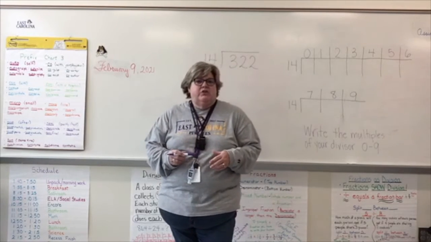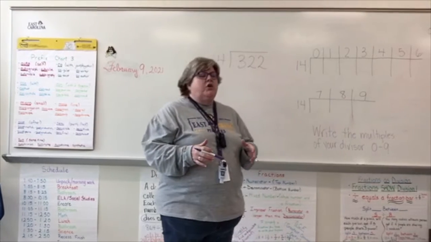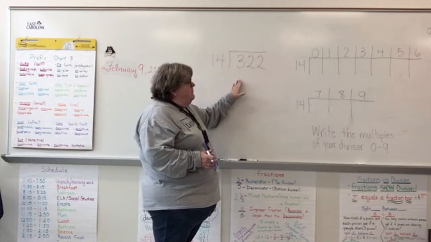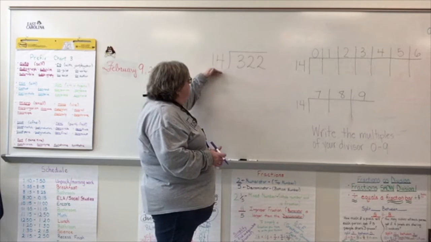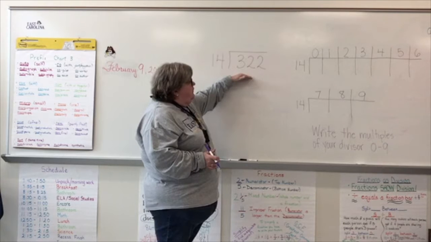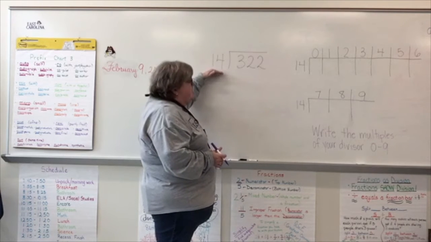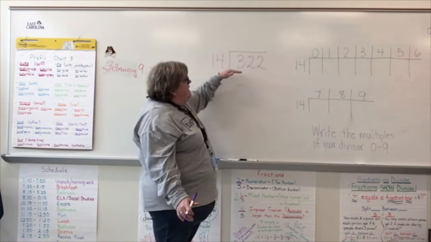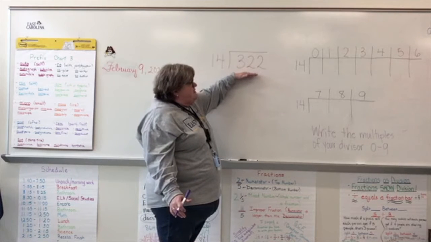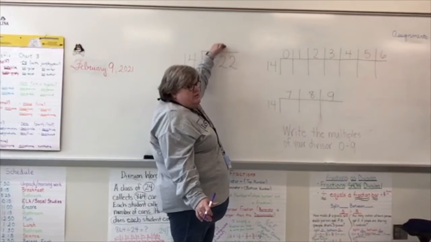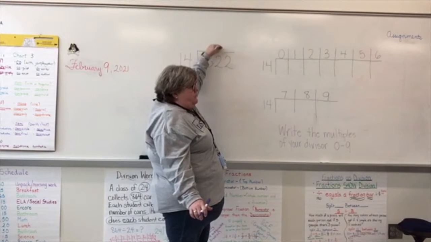Today I'm going to share with you the strategy of division of multi-digit numbers. So I have my problem here, 14 divided into 322. The number 14 is my divisor in the problem. That is what I'm dividing by. 322 is my dividend. And I am solving for my quotient, which is my answer.